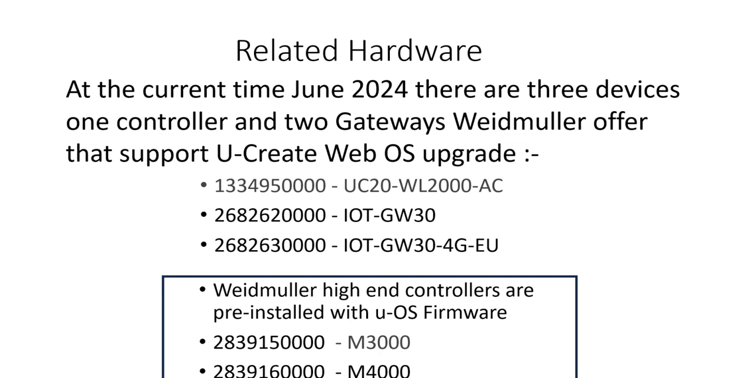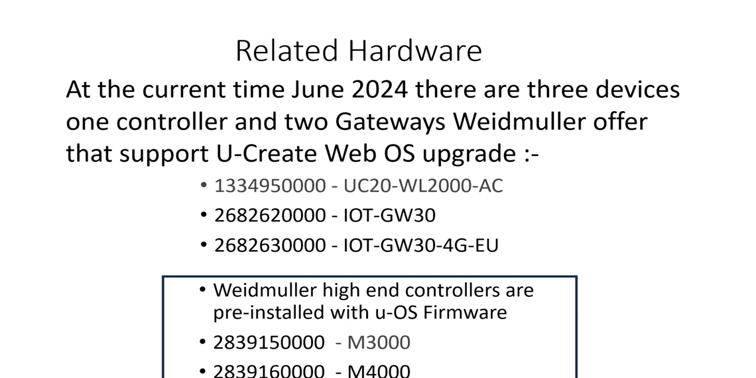Just for your information, the high-end Weidmuller controllers, which are the M3000 and M4000 shown at the bottom of this page, already come with uOS pre-installed, so there's no need to upgrade them. So there are a few steps involved in doing this.